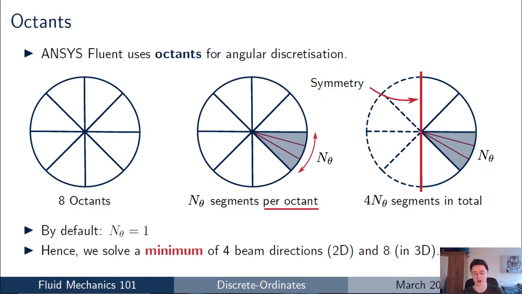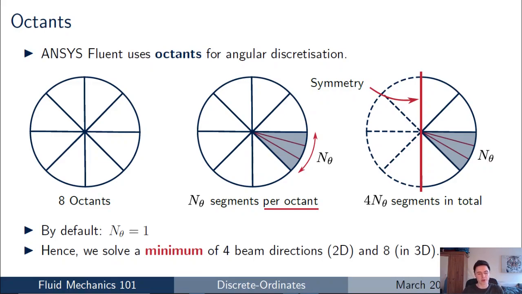And the final thing to note here is that ANSYS Fluent also uses the symmetry property. So rather than solving for 8 n theta segments in total, we're only going to solve for 4 n theta. We only need to solve for half of them because of the symmetry plane there. And of course, the octants which I've shown here on the slide are in 2D, but exactly the same principle applies in 3D, where, as well as introducing n theta, the number of segments per octant in this direction, we also introduce n phi, which will then be the number of divisions in that third direction.